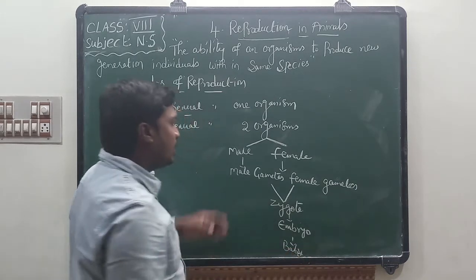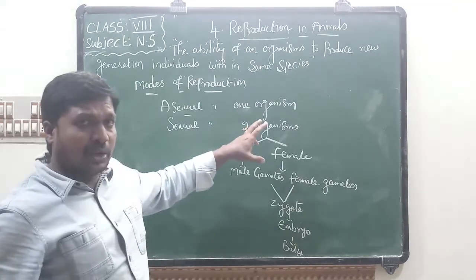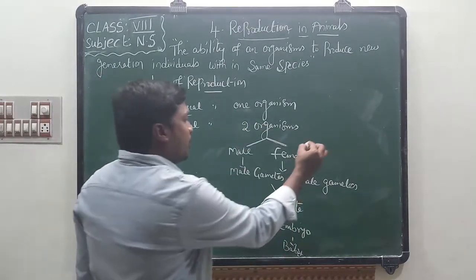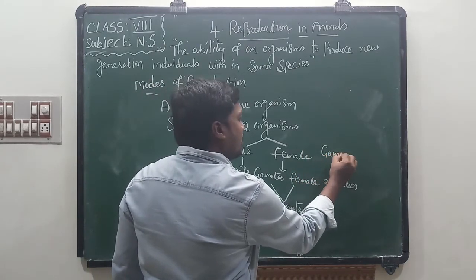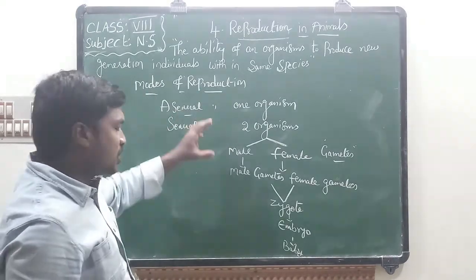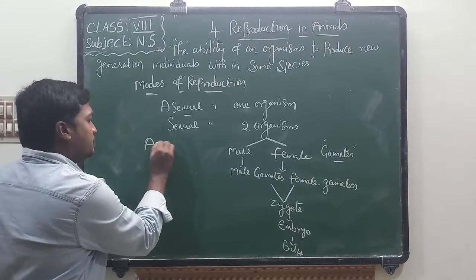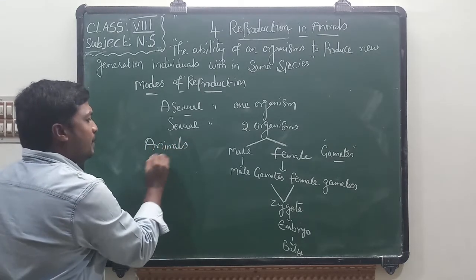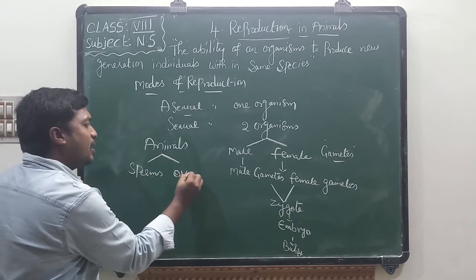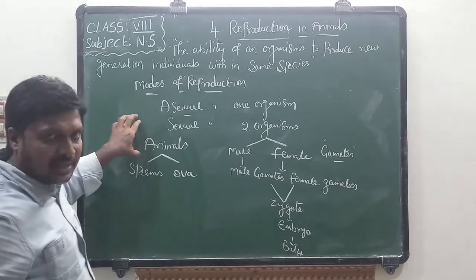This is the flow chart which shows sexual reproduction. In sexual reproduction, we can find two organisms, one male and one female. They produce gametes. Production of gametes is the fundamental character in sexual reproduction. Male gametes, female gametes. In animals, male gametes are sperms and female gametes are ova. When these two are fused, zygote will be formed, which takes place in animals.